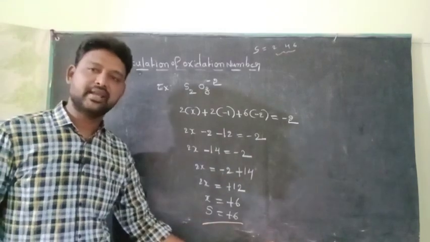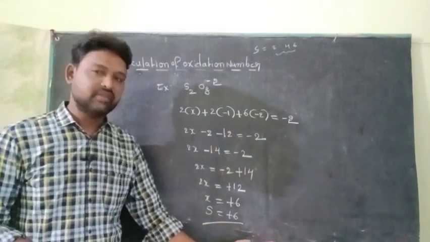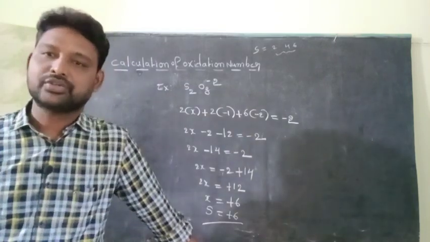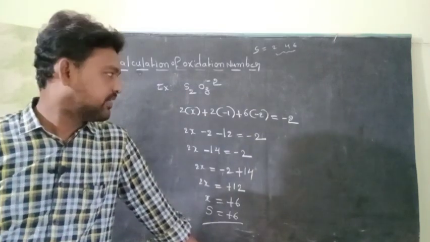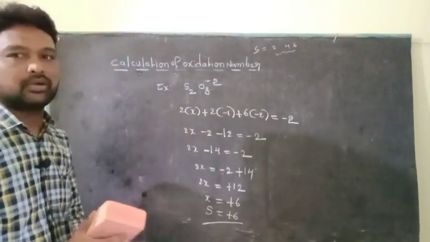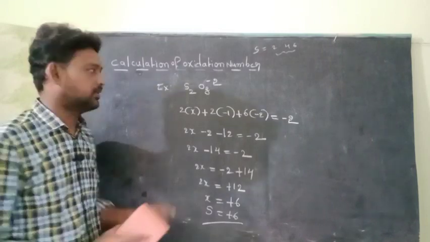So this is a very important model. Given any peroxide compound, this is how to calculate the oxidation number. This is a very important model, because NEET and Mains examples ask about these models frequently.